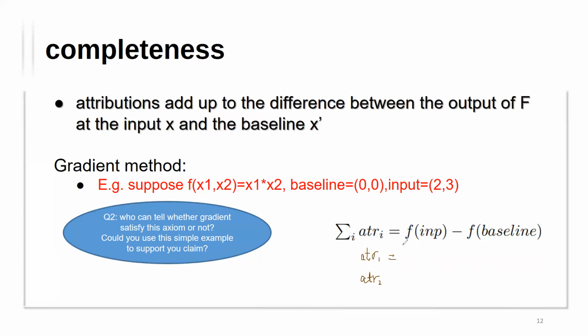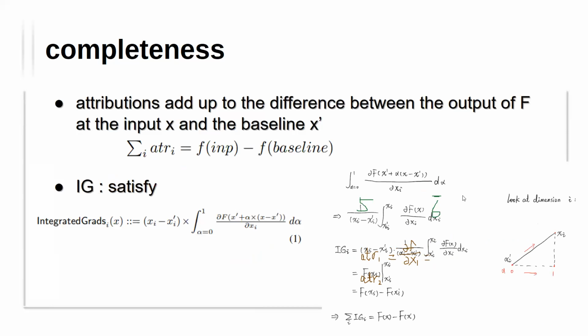It's gradient, so ATR1 is the derivative of f with respect to x1, which should be 3. And then ATR2 should be 2. Then you sum them together, but this one is 5 and this one is 6. So the conclusion is no, the gradient method does not satisfy it. Yeah, you're correct.